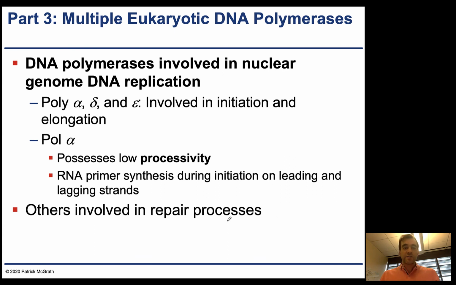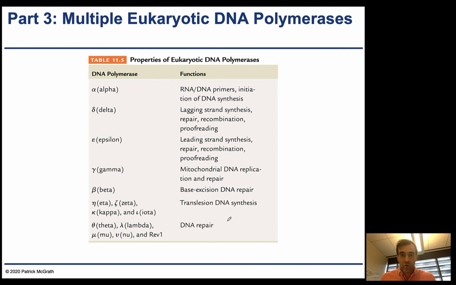So, DNA polymerases involved in nuclear genome DNA replication. There are polymerases alpha, delta, and epsilon. Those are involved in initiation and elongation. The alpha polymerase possesses low processivity, so it doesn't stay on the strand very long. And it does RNA primer synthesis during initiation on leading and lagging strands. So these are some of the DNA polymerases that are used in eukaryotic cells. So the alpha creates the RNA-DNA primers and the initiation of DNA synthesis.